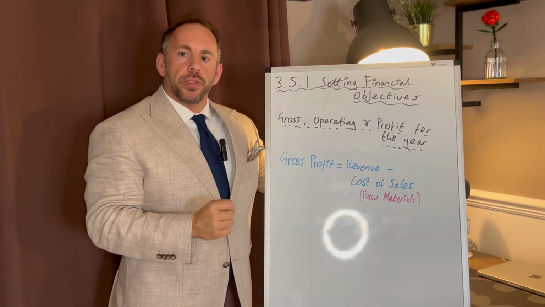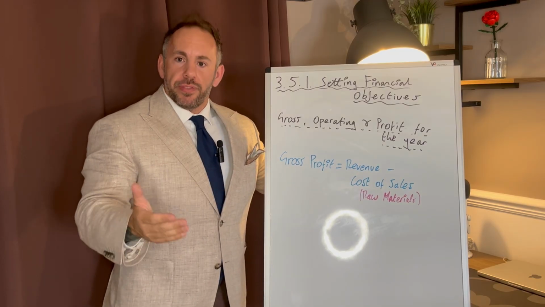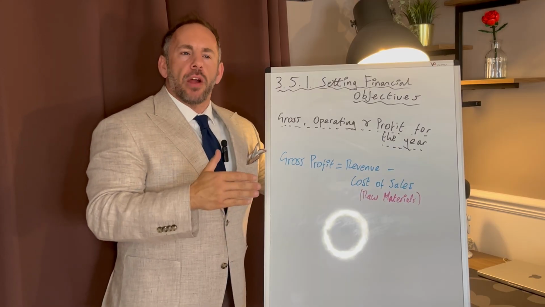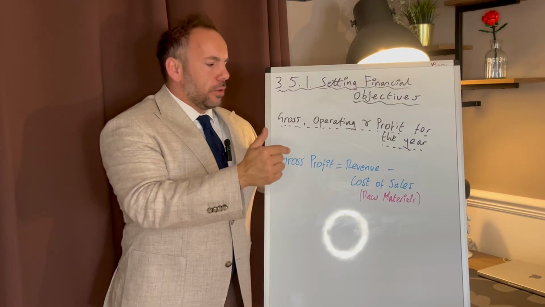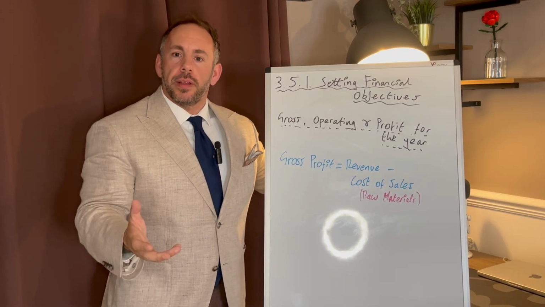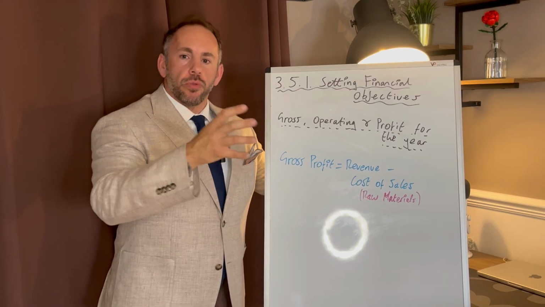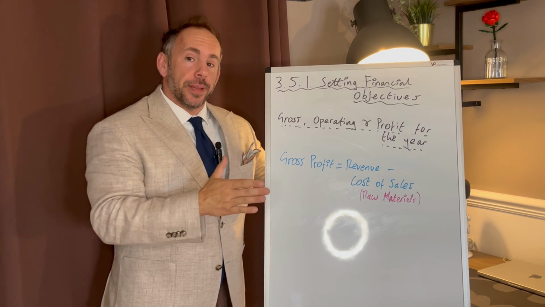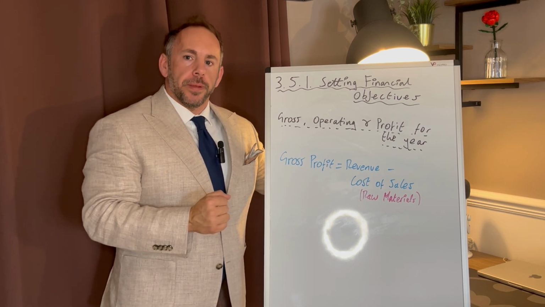Now, why is that important? Well, if we measure year on year our gross profit and we see that our gross profit is improving, but our revenues generally stay the same, it means our cost of sales, our raw materials have gotten cheaper. And as we know, that's economies of scale. However, if our raw materials are getting more expensive, but our revenues stay the same, then we'll probably see a reduction in our gross profit.